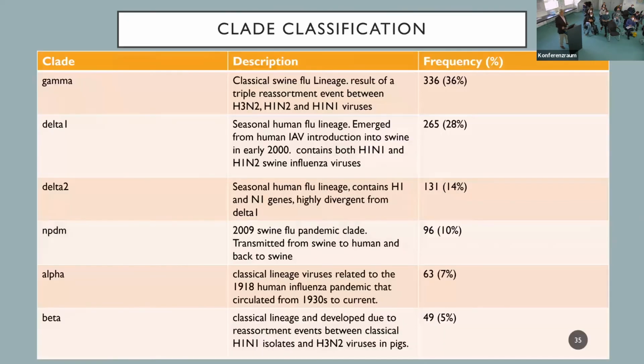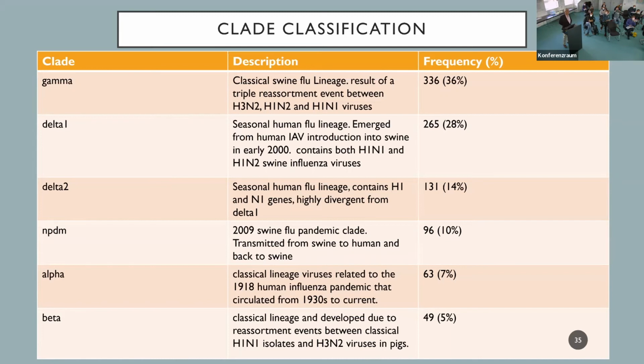So all these clades and all these names, they mean something, okay? So the frequency on the right is for all of that data, those locations I just showed you. We claded them, okay? And those are the frequencies. So gamma is the 36% frequency. Delta 1 is 28% of the frequency.